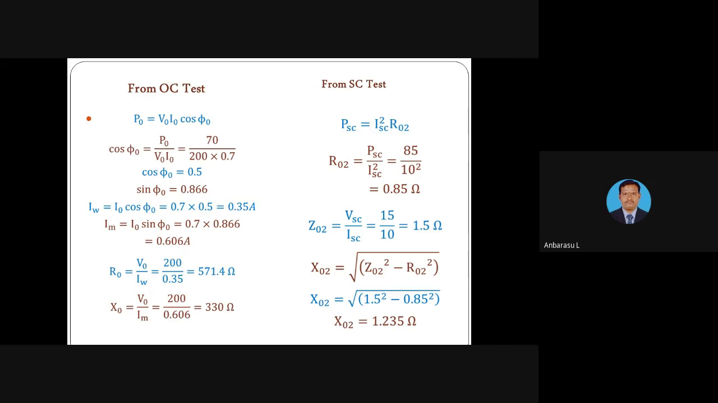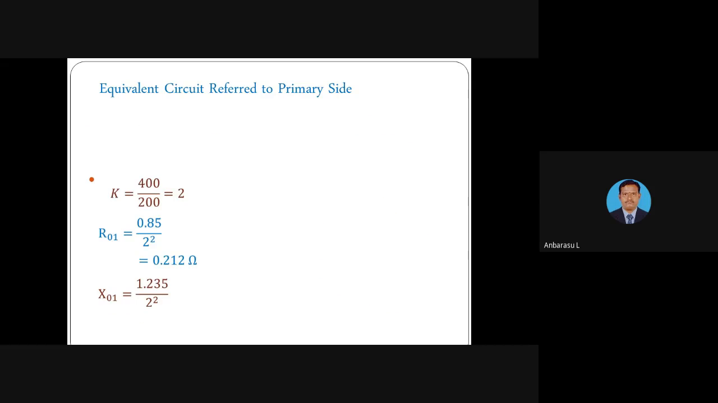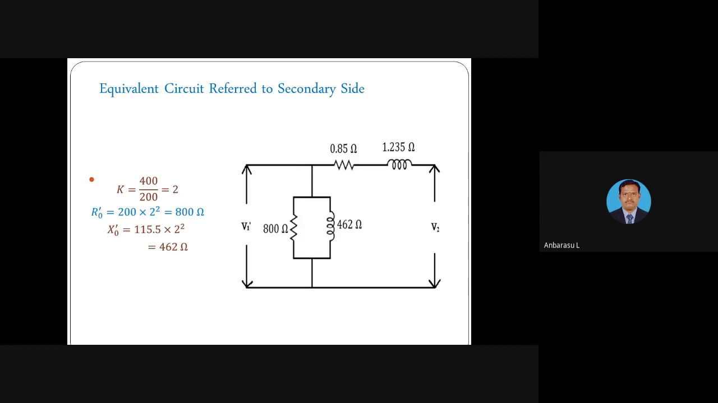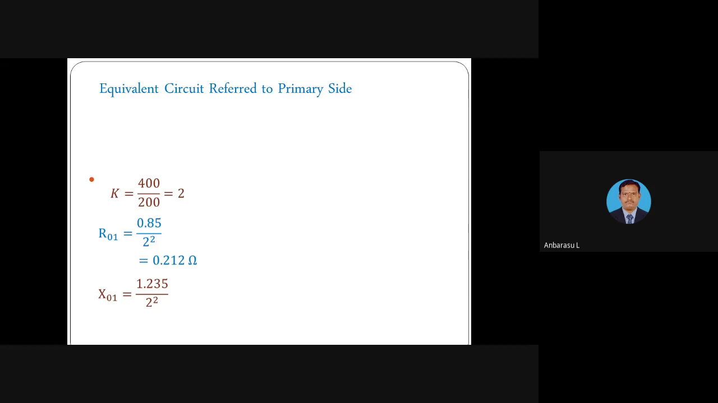So from the open circuit test and short circuit test, we can determine the R naught and X naught values, and the R naught 2 and X naught 2 values. From those parameters, we have to draw the equivalent circuit of the single phase transformer. Equivalent circuit referred to primary side means K equal to V2 by V1. That is V2 equal to 400, V1 equal to 200. We can get the transformation ratio K equal to 2. We have to convert the parameters to the primary side.